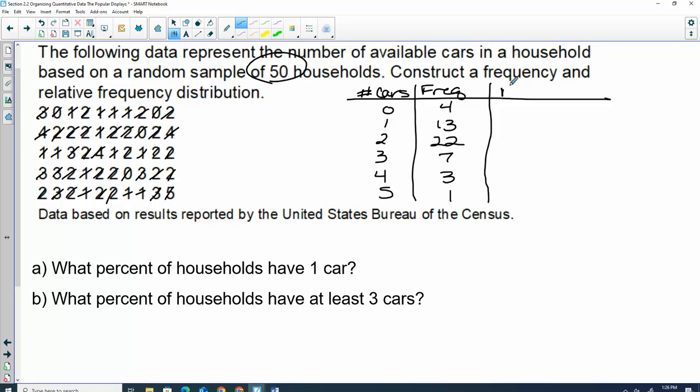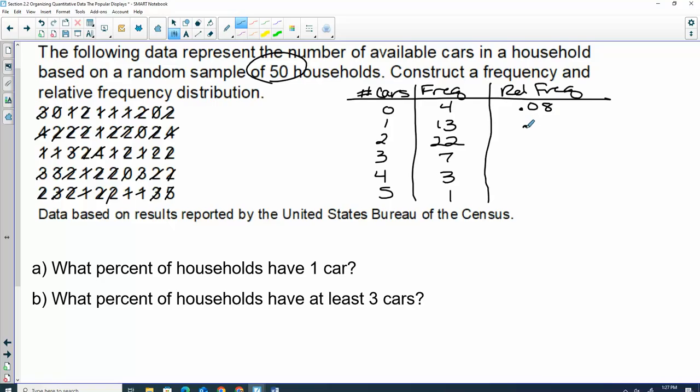Then how do we get the relative frequency? Divide the frequency by total. Right. So it would be each of these divided by 50. We typically do the decimal on that. A fraction in lowest terms is also acceptable, but decimal is more standard. So 4 over 50, 2 over 25, or 0.08.